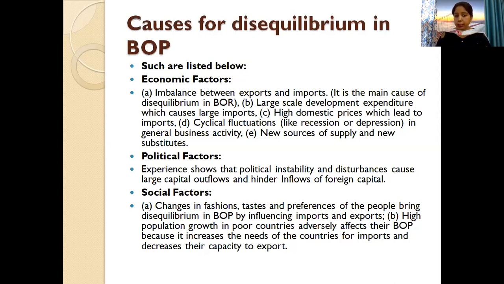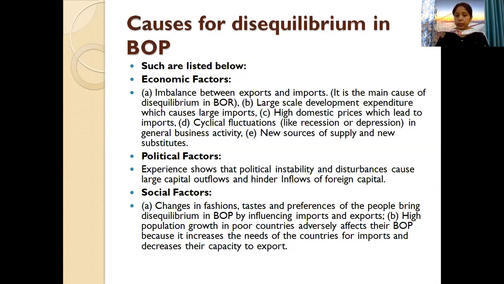Next is political factors. Experience shows that political instability, change of the government, change of the ruler and disturbances cause large capital outflow and hinder inflow of foreign capital. देखो जब घर में ही शांति नहीं होगी तो no one wants to enter as a guest in our house. So same with the country: if the country is not in a peace situation, political stability is not there, there are unlawful activities, no other country is interested to invest in such an unsafe country. So that is political factor.